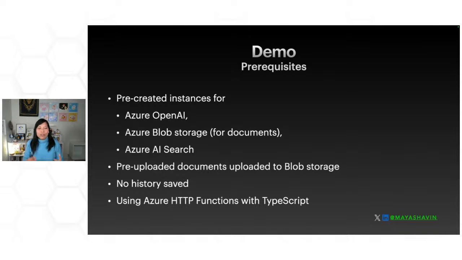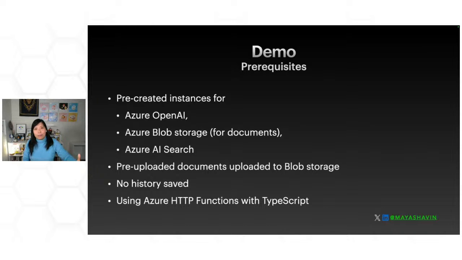For the demo, first of all, I assume that we already have the instances created for OpenAI, blob storage, and Azure AI Search. You can choose anything that matches this. But for Azure OpenAI, you have to have blob storage where you store the data, so that you can use it for the ingestion API.